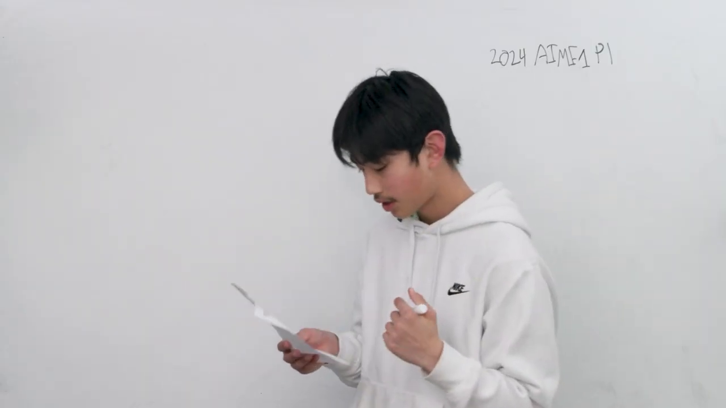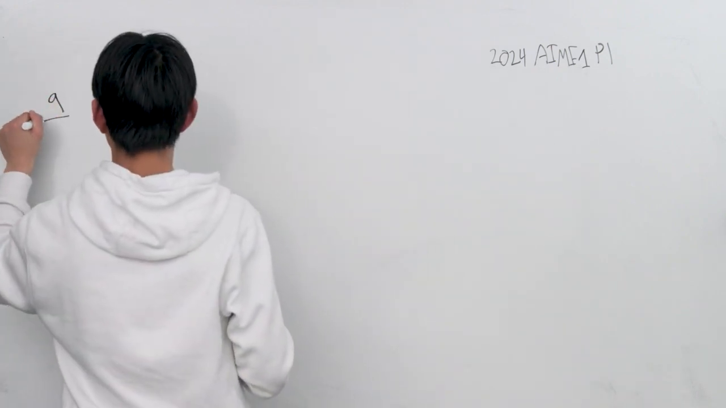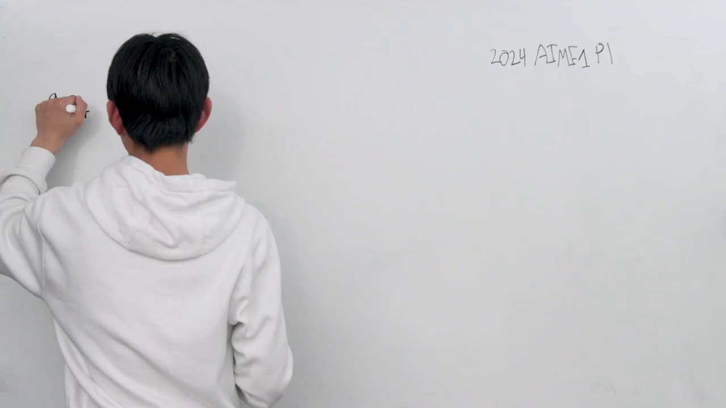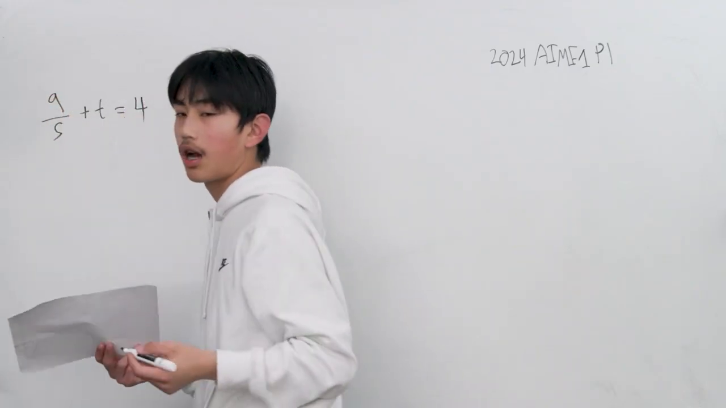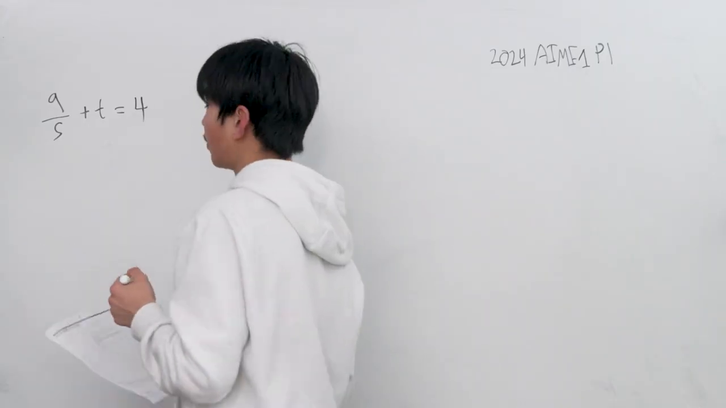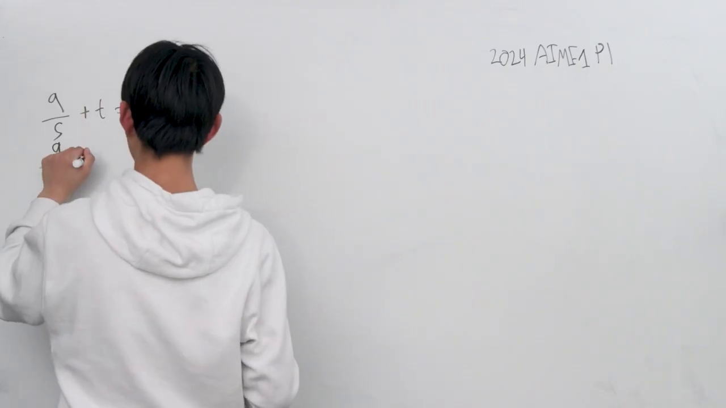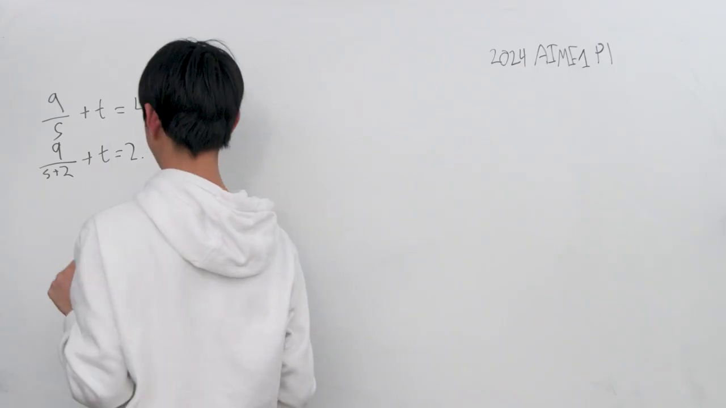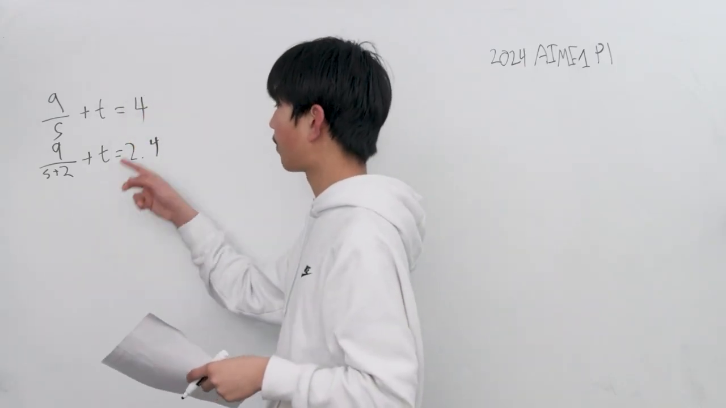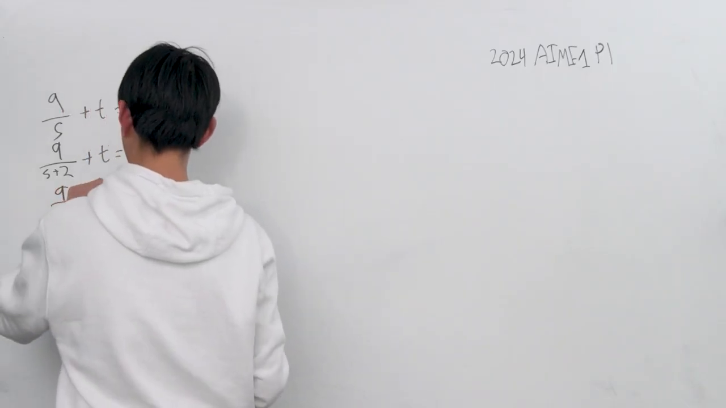So in the first case, when she walks at a constant speed of s kilometers per hour, distance over rate, that's 9 over s. Add the time in the coffee shop, you get 4 hours. Now, for the second case, you can do the same thing. 9 over s plus 2, because s plus 2 is our new rate, plus t in the coffee shop is 2.4 hours.